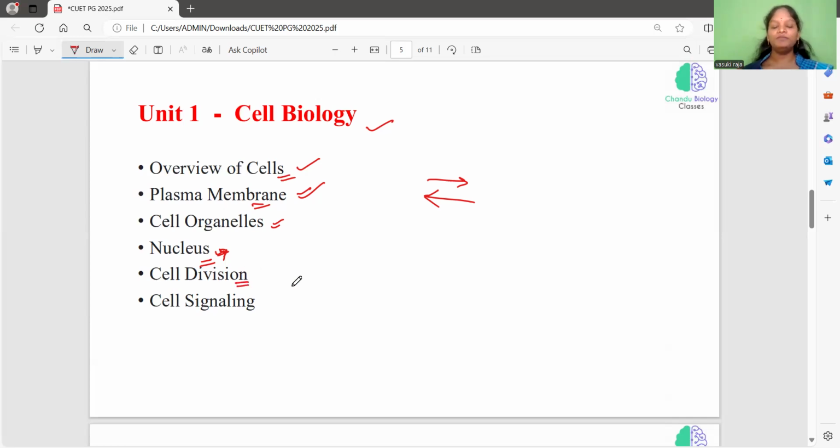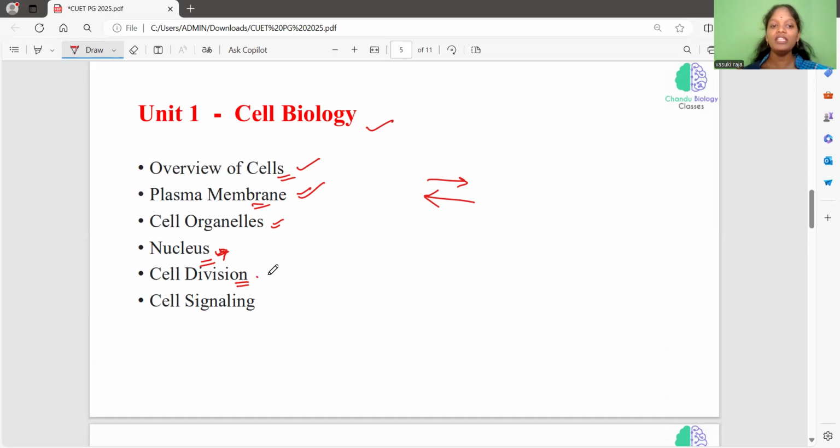And cell division. The most important thing, cell division. In cell division, we have mitosis and meiosis, and the cell cycle. See, there will be a difference between cell cycle and cell division. Cell cycle is somewhat related to the phases which come under the cell cycle.